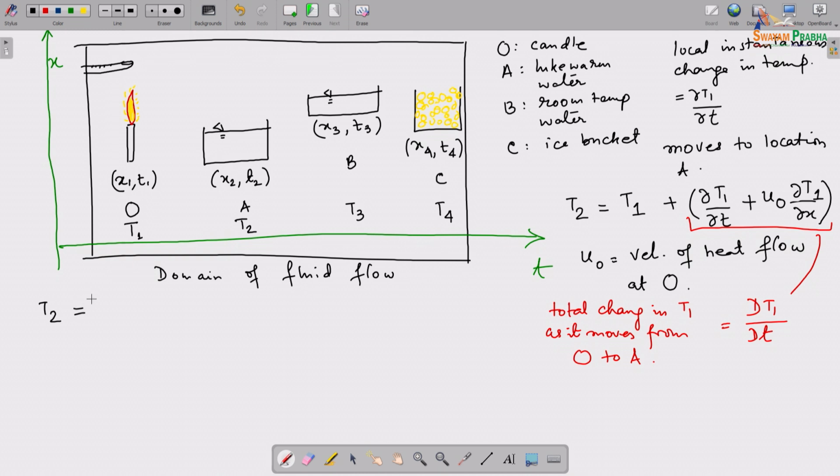So therefore I can just write that I now have a new temperature T2, and this is equal to nothing but T1 plus dT1 by dt. Right. So now this is it.